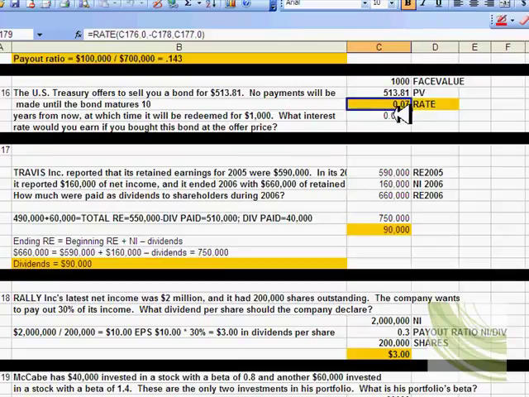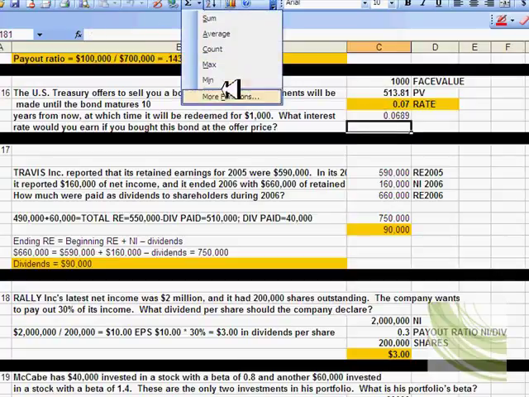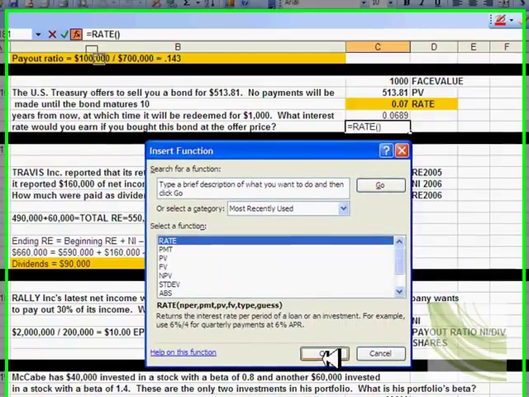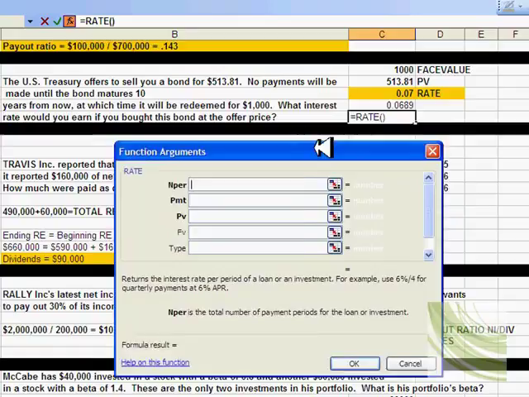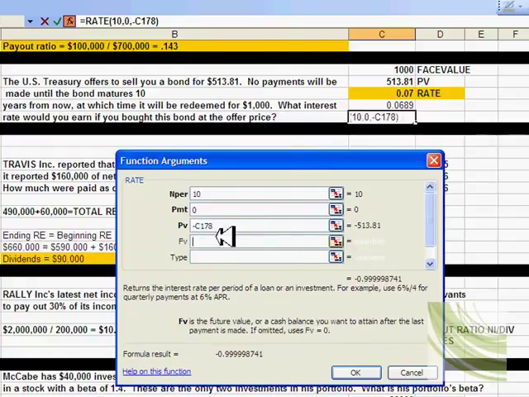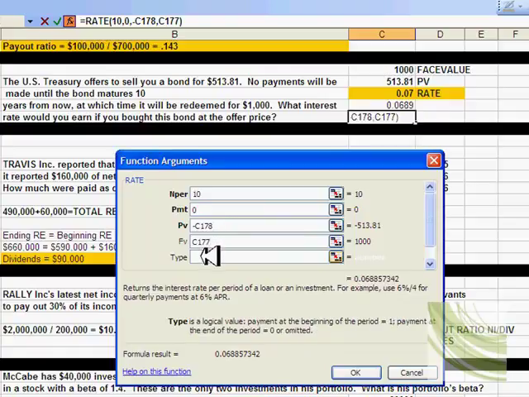Okay, so you're going to calculate the rate by clicking on the rate function. I'll click on this cell and then go to the function wizard, click on rate and say okay. So in the number of periods, you're going to add obviously the 10 years, so you're going to enter 10. The payment is 0. What is the present value? The bond value today, we enter as a negative and highlight that cell. Future value, we're going to get the 1,000. Type is 0.